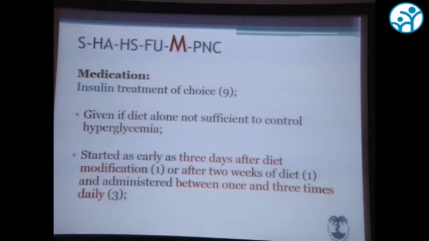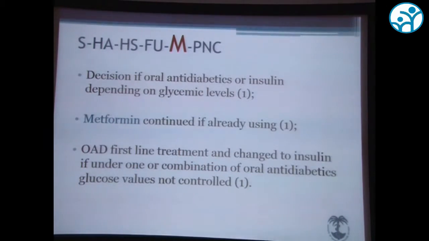In terms of medication, in the majority of studies, insulin was the treatment of choice and given if diet alone was not sufficient to control the hyperglycemia. The insulin treatment was started as early as 3 days after they had modified the diet, or generally after 2 weeks of diet, and it was administered between 1 and 3 times a day.